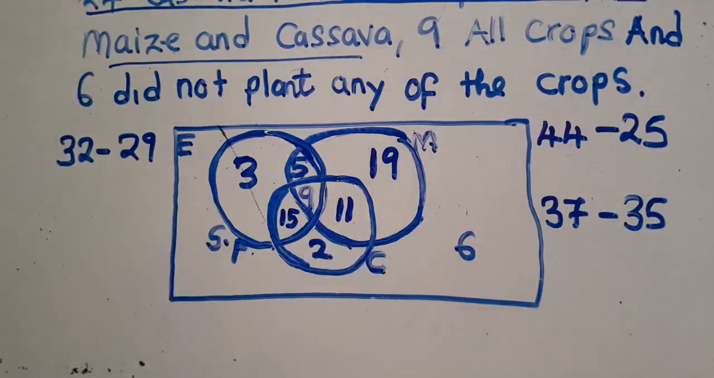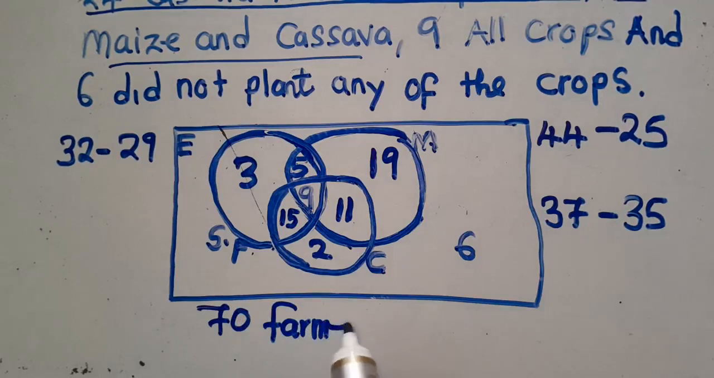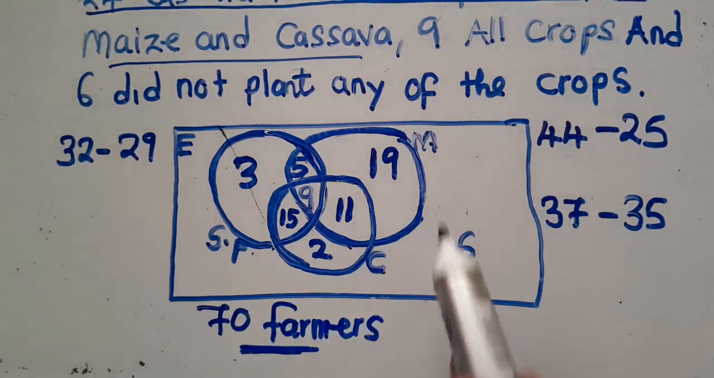So let us add. We'll start with 3 plus 5 plus 9 plus 15 plus 19 plus 11 plus 2 plus 6. How many are they? 70 farmers. You just say 70 what? 70 farmers. So 70 farmers were on this farming block.